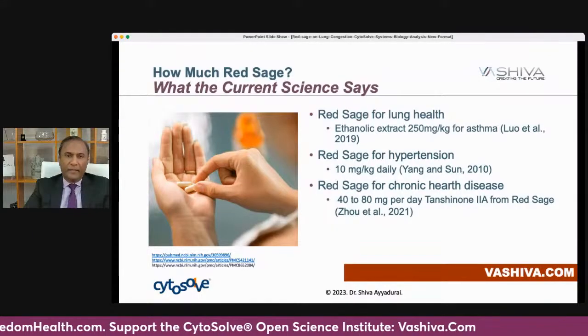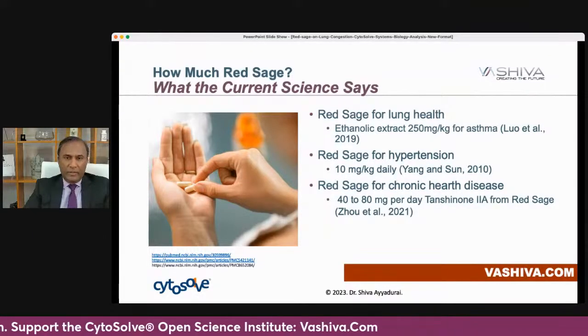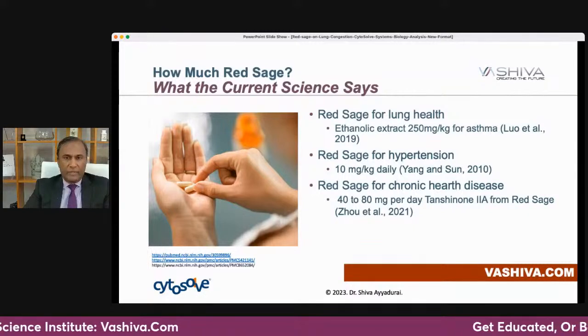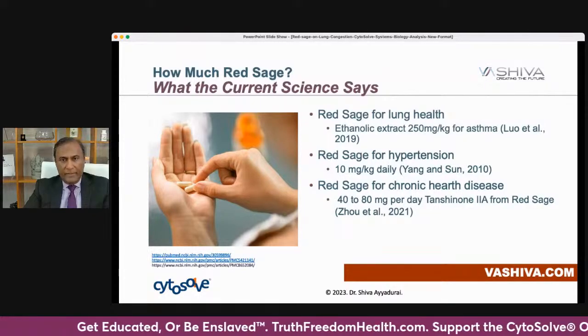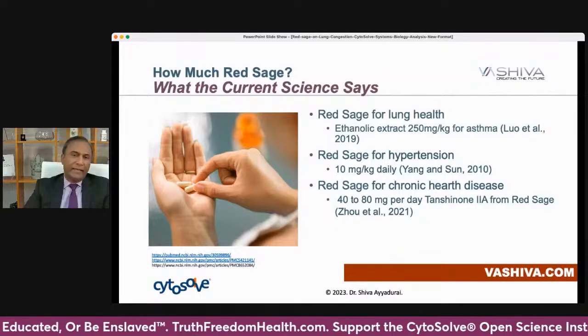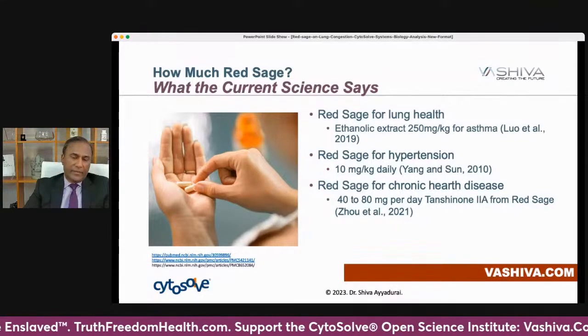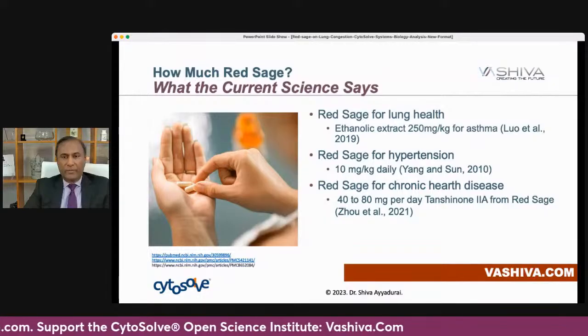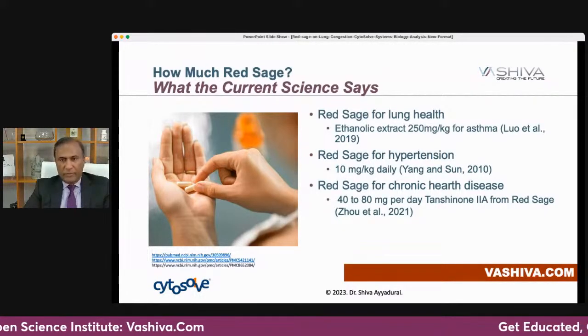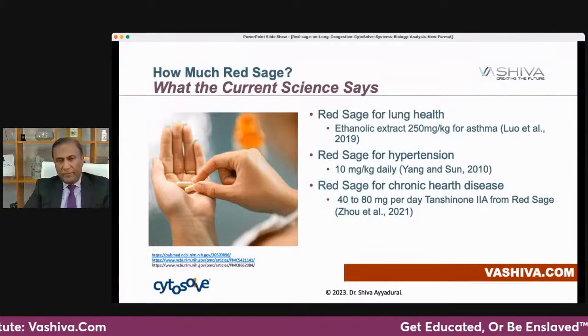But anyway, if you want to look into it, there's an ethanolic extract, and you want to take about 250 milligrams per kilogram. That's for asthma, and that comes from Luo et al. in a 2019 research paper. So that means you can get the extract in various ways. Like this is ethanolic extract, 250 milligrams per kilogram. That means if you're 1 kilogram, you need 250 milligrams for 1 kilogram of weight.